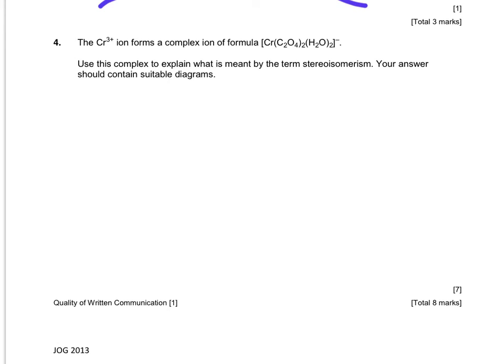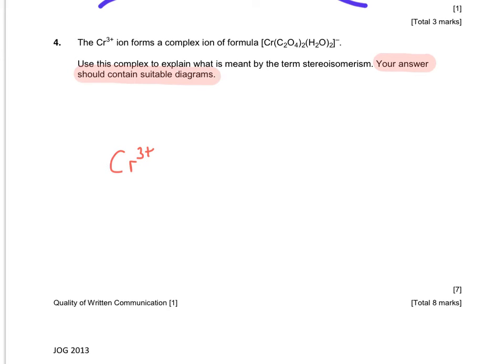So you can see already that it's quite a big question, isn't it, really? Because there's 8 marks on offer. So it gives you the chromium 3+ ion, and it forms a complex ion of formula [Cr(C2O4)2(H2O)2]-. And there's no getting away from it. You need suitable diagrams. So let's do what we did earlier and draw out the central metal ion.